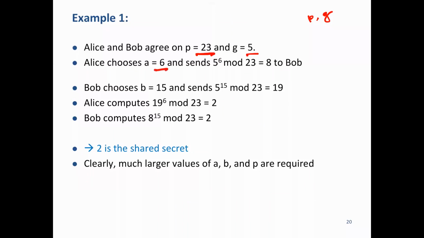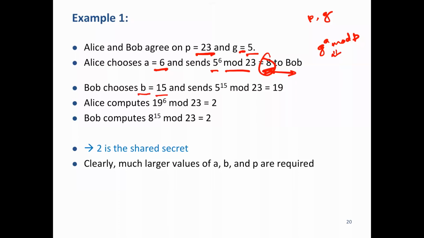So Alice chooses A equal to 6, a private number, and she sends G raised to the power A mod P to Bob. What is that? This is a public key, a public number, because it's visible to all. So G is 5, so 5 raised to the power 6 mod 23, and the answer is 8. She sends 8 to Bob. You just do this calculation: 5 raised to the power 6, divide by 23, and whatever remainder you get is 8. Alice sends it to Bob.